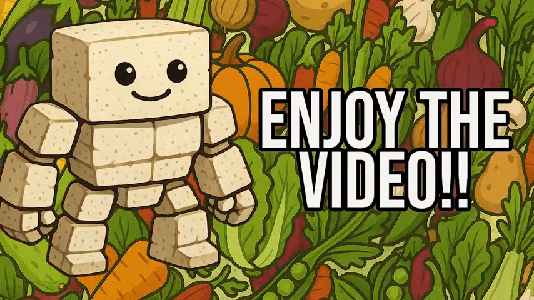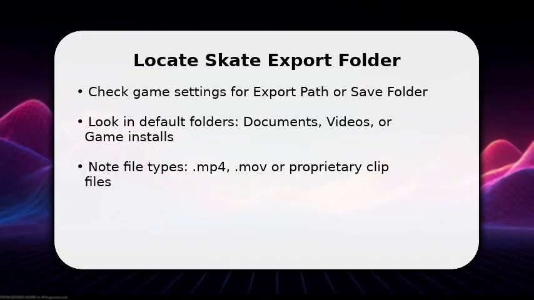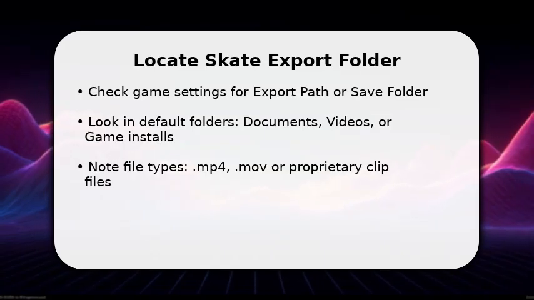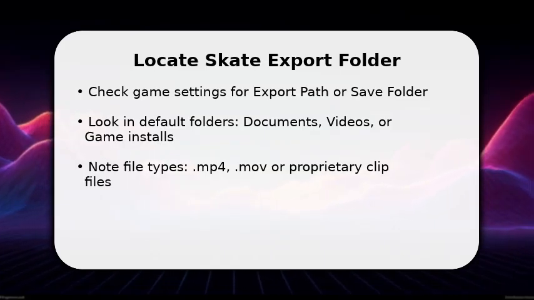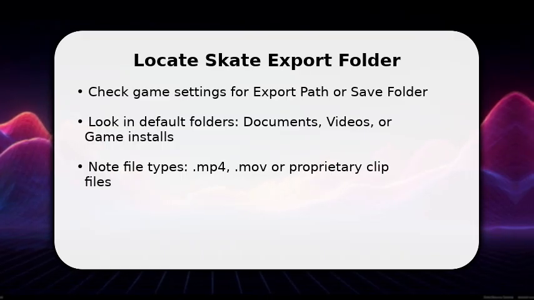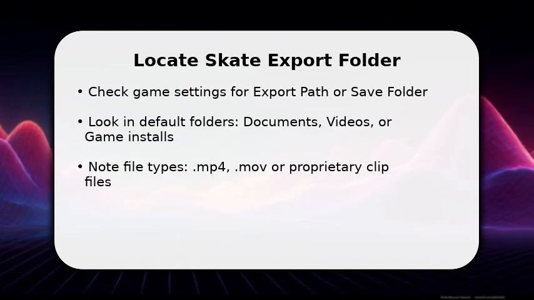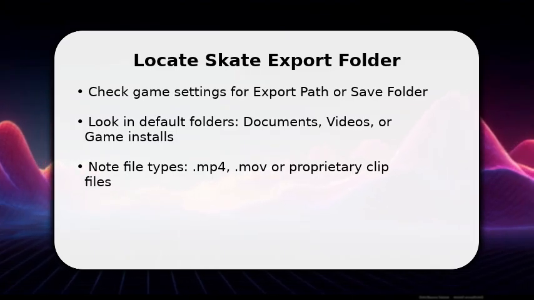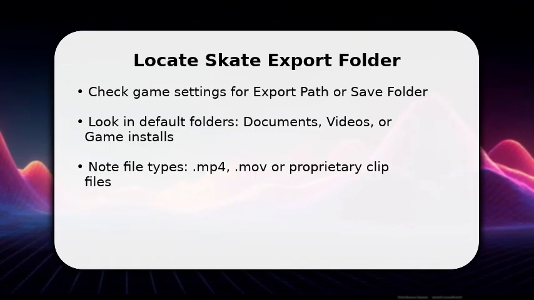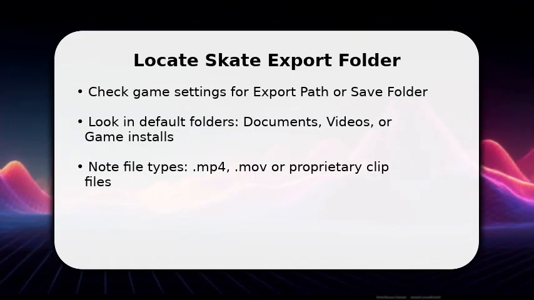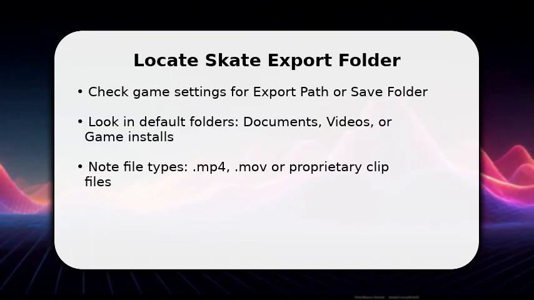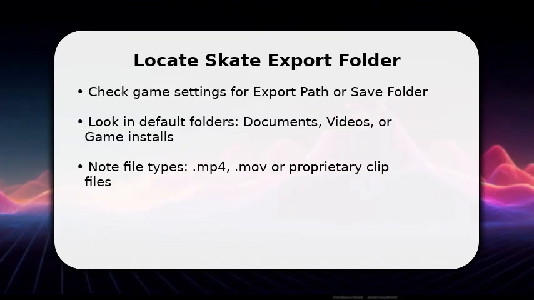Please enjoy the video. You start by confirming where the game writes exports. Open Skate settings and find the export path. This tells you the exact folder. If it's blank, check common locations like Documents, Videos, or the game installation's exports directory. Once done, scan for file extensions such as MP4 or MOV and note any proprietary formats the game uses.